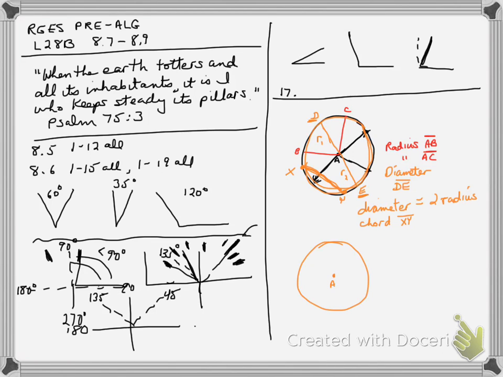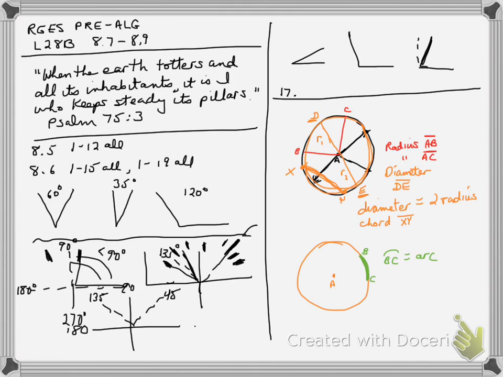Get another color. An arc is the part of the circle, and let's say this is BC, I would call that arc BC. Now, think of the circle as all the orange around the point A, right? So this is a part of a circle, and so we call that an arc.